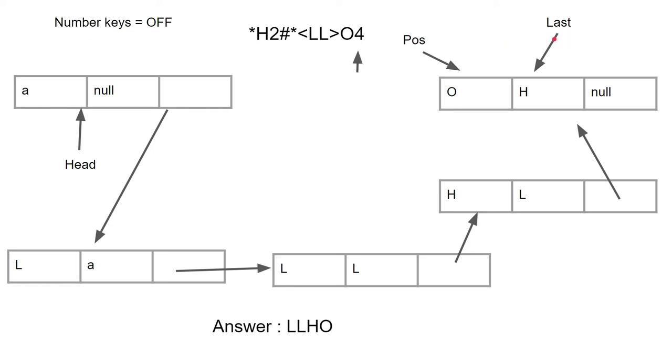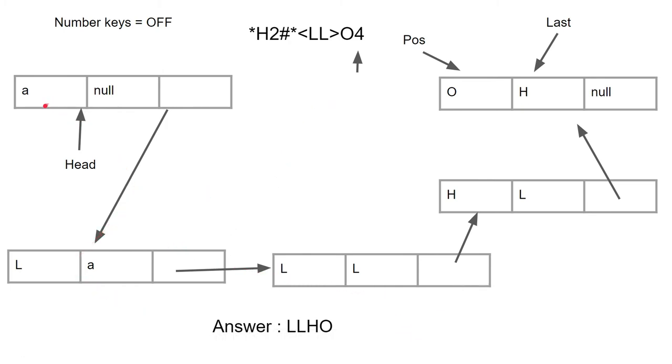Now we encountered a 4. As we know, first of all when a number is encountered, please check if the number key is on. If it is on, only then we need to add it, else we need not to. So in this case, the numeric key is off, so we'll not add it to the answer. And now we have reached the end of the string. So this is our answer.